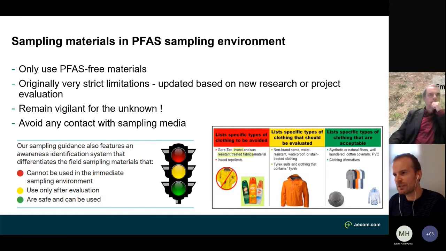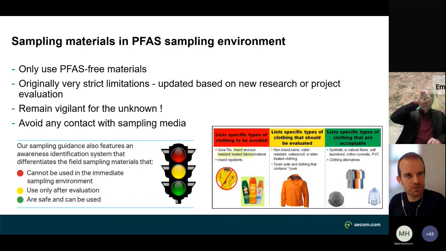The topics below are an example of our internal procedures. In our sampling guidelines, there is an awareness identification system that differentiates the field sampling materials. So we have clear items that we know have potential risks, and we want to maximally avoid those in our sampling environments. There are also a lot of materials where there is some uncertainty, and there additional evaluation should be considered before you use that on your project site. And then others are safe based on data, based on research.